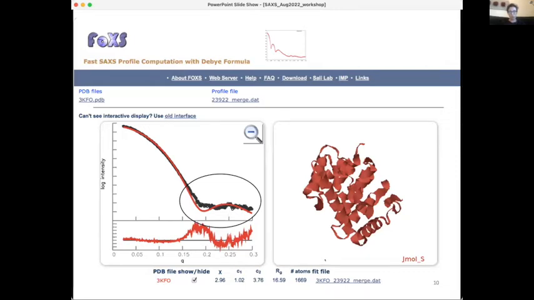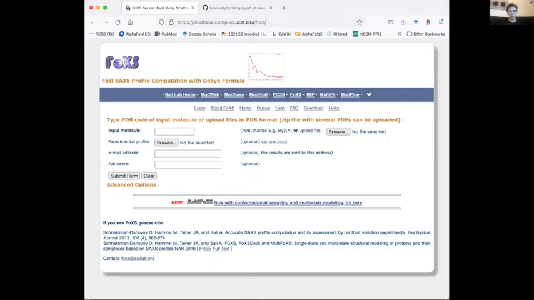So now I will share my screen. This is, no, this is the wrong one, sorry. This is the one I want. So this is the web server. And now I'm going to input a short protein. It has a PDB code, which the web server will fetch from the PDB. And I will add a SAXS profile here.